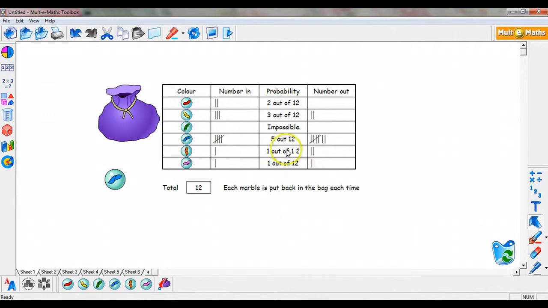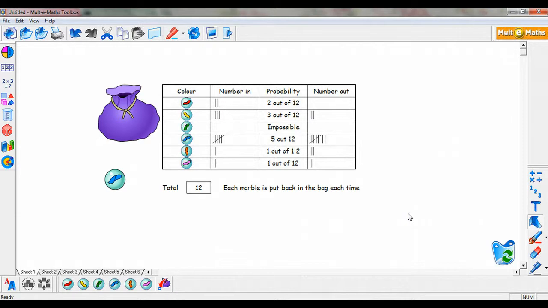So obviously the blue has come out more times because there's more of a chance of it coming out. Interestingly enough, these two came out more, even though they had only one, but then we'd have to discuss again the chances because it's being replaced every time.